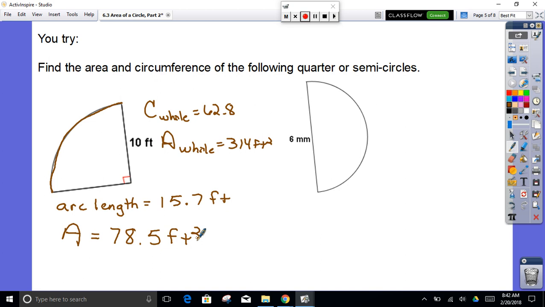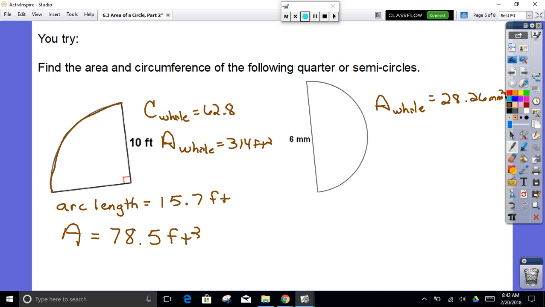All right, next one. Let's start with the area. We won't do this one out of order. Riley, did you get the area of this? Yeah. Good. The area? Well, that would be the area of the whole circle. If we found the area of the whole circle, it would be 28.26 square millimeters.